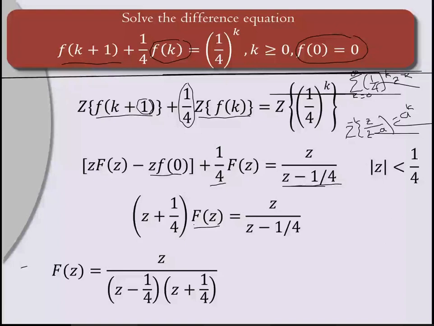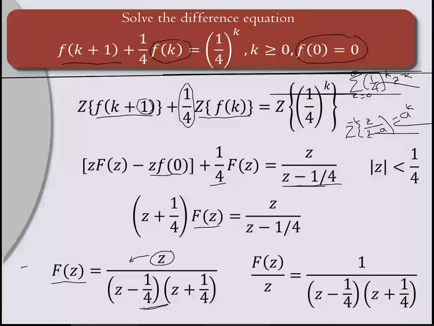Okay. Now we have to find the inverse z of this. We want to find f of k from this. You can use any of the methods: power series, partial fraction, or inversion integral. You can see we can easily take one z common, so using partial fractions will be quite convenient. So take this z to the other side, separate these two terms, and then use standard formulas. So f of z by z is equal to 1 upon z minus 1 by 4 into z plus 1 by 4. And now use partial fractions. Separate these two terms.